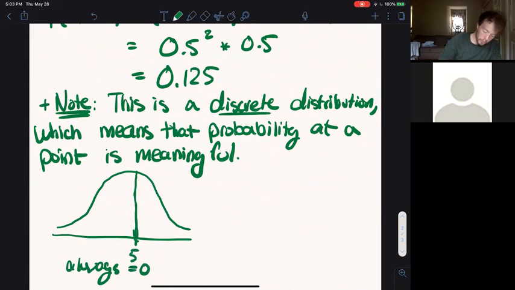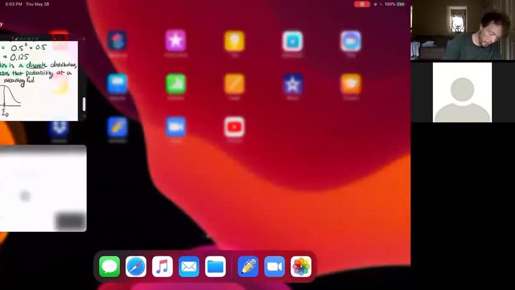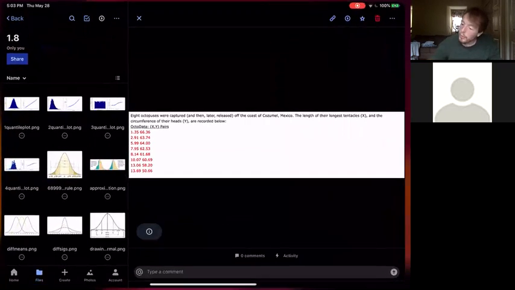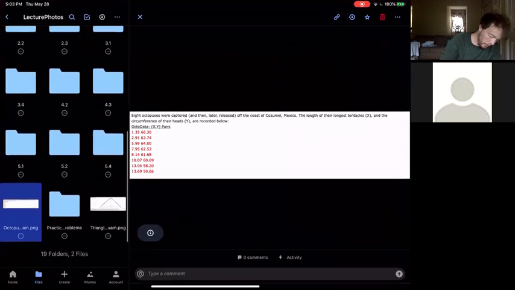Whereas the geometric distribution, and unfortunately I need to own that I didn't grab this before class, so let me grab it real quick.